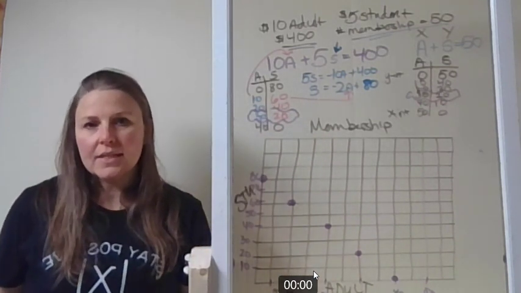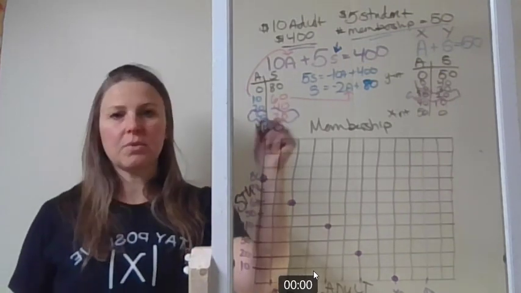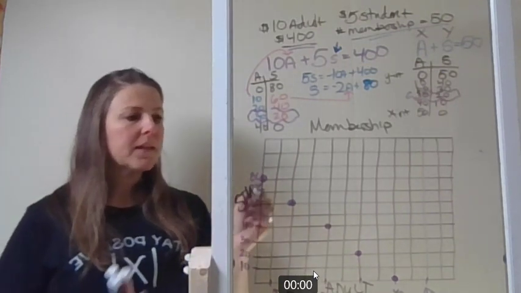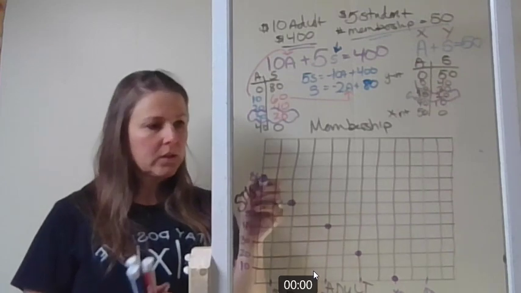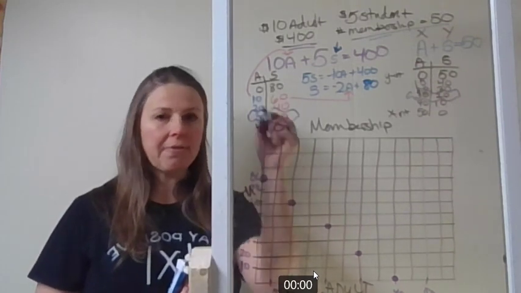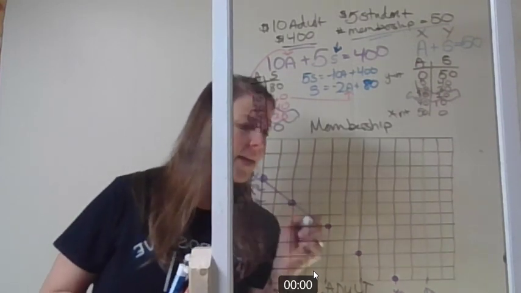Do you think it would make sense to connect the dots? Do you think the numbers in between here work? Probably. The decimals don't work, but the whole numbers work. You can't have half of a person. So I'm going to go ahead and connect these dots.